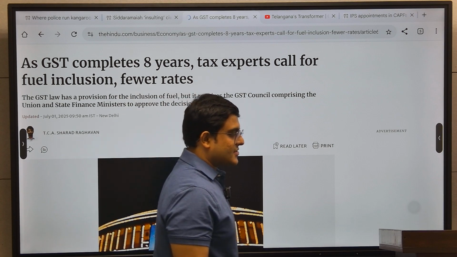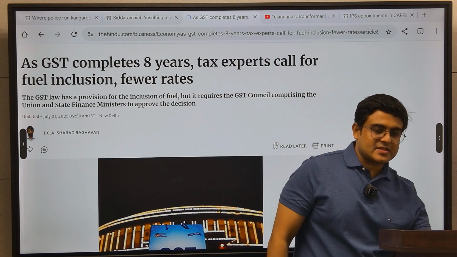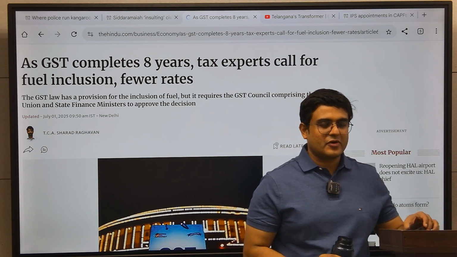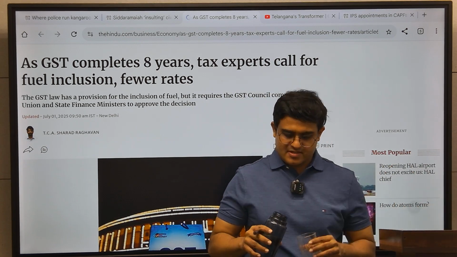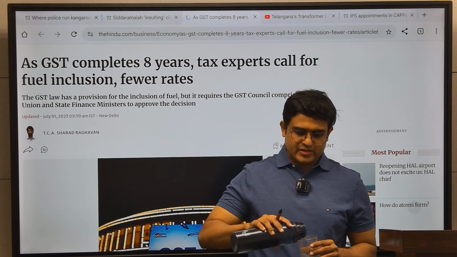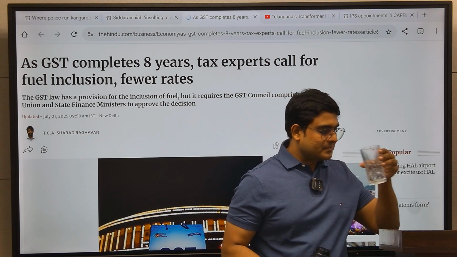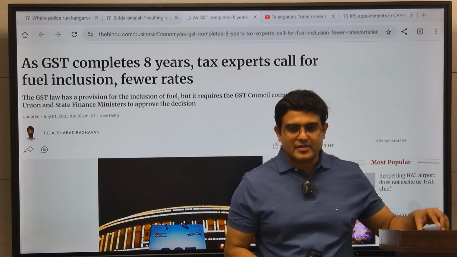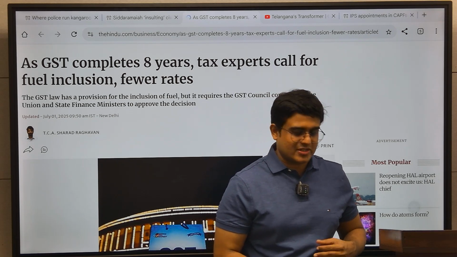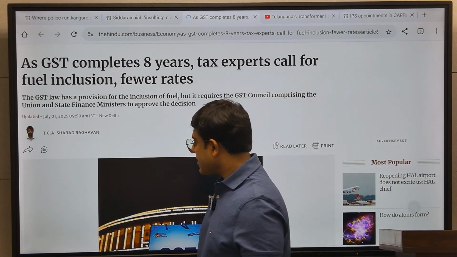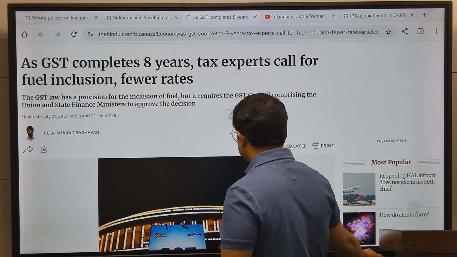Now, 8 years on, a lot of things must have happened and a lot of lacunae must have been found in that policy. So there is a need for policy evaluation and policy change. The public policy chapter has policy evaluation as one of its components in Paper 1. So let's come to GST.